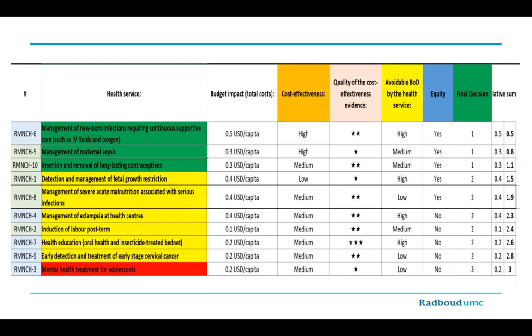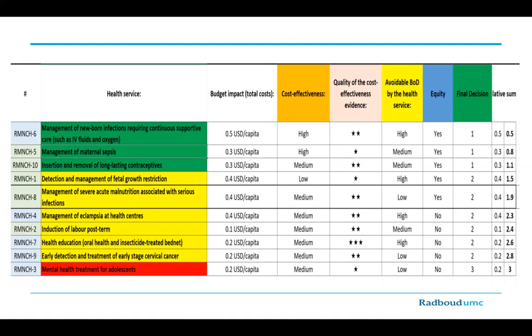So for example, management of newborn infections is common, or it affects more the people in the rural area or in a distant setup. So we gave it yes. We gave yes or no this way. Conditions or interventions which are going to be indifferent for geography, we gave them no. So those interventions which are highly cost effective, which have high burden, and which have equity impact became the most priority.